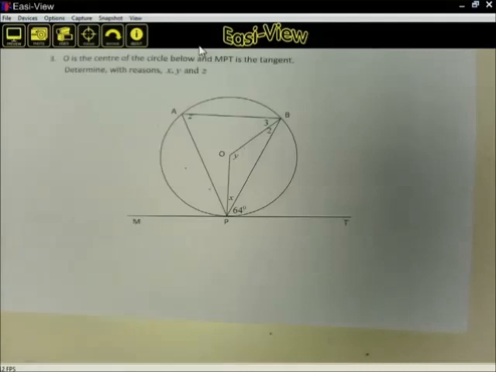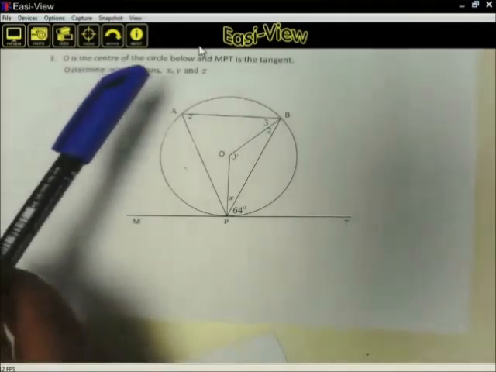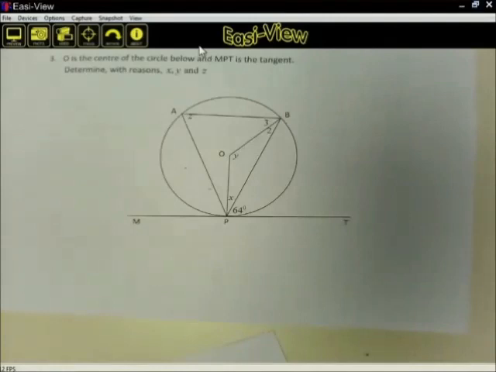But now let's check this one. This one is a bit more general because it includes many other theorems. In this case, O is the center of the circle. MPT is a tangent. So our task is to determine, with reasons, X, Y, and Z. We need to apply our theorems here to solve this one.